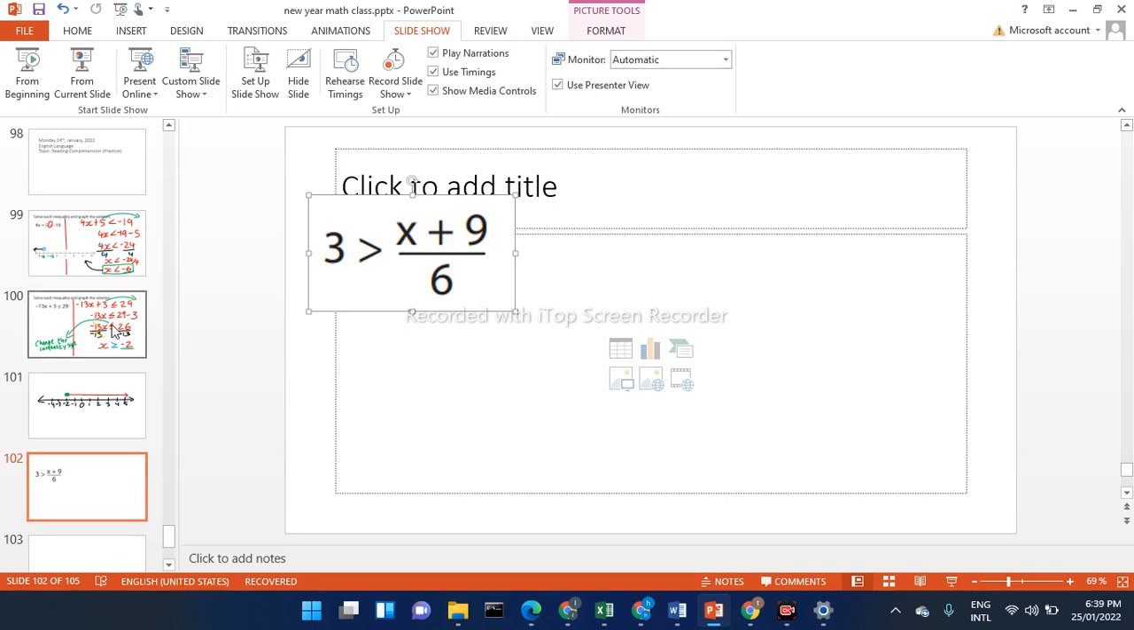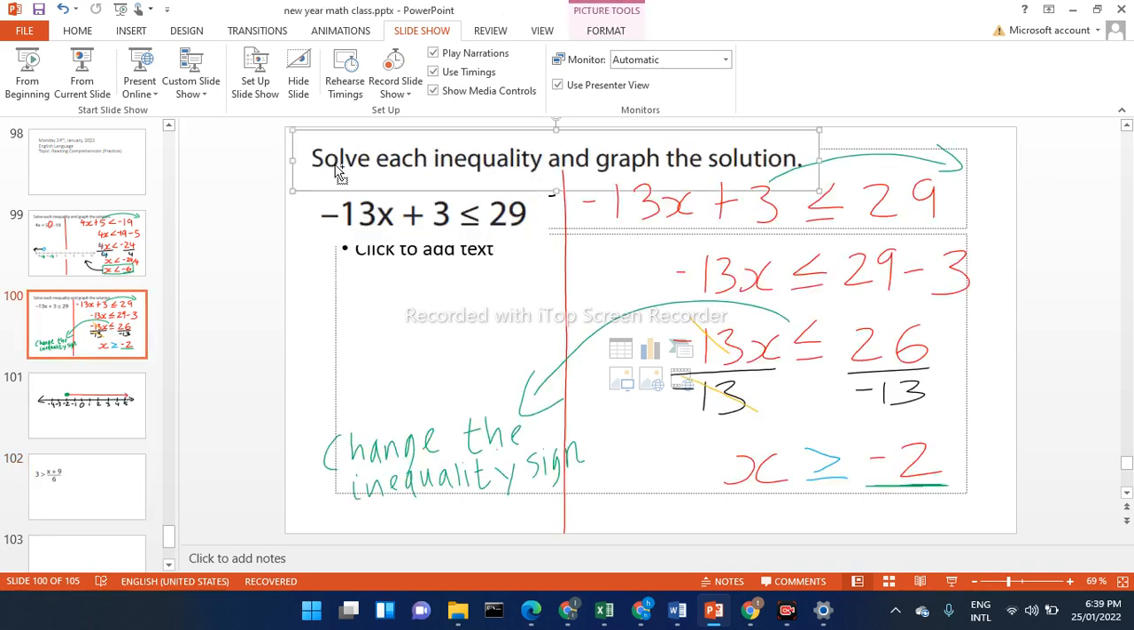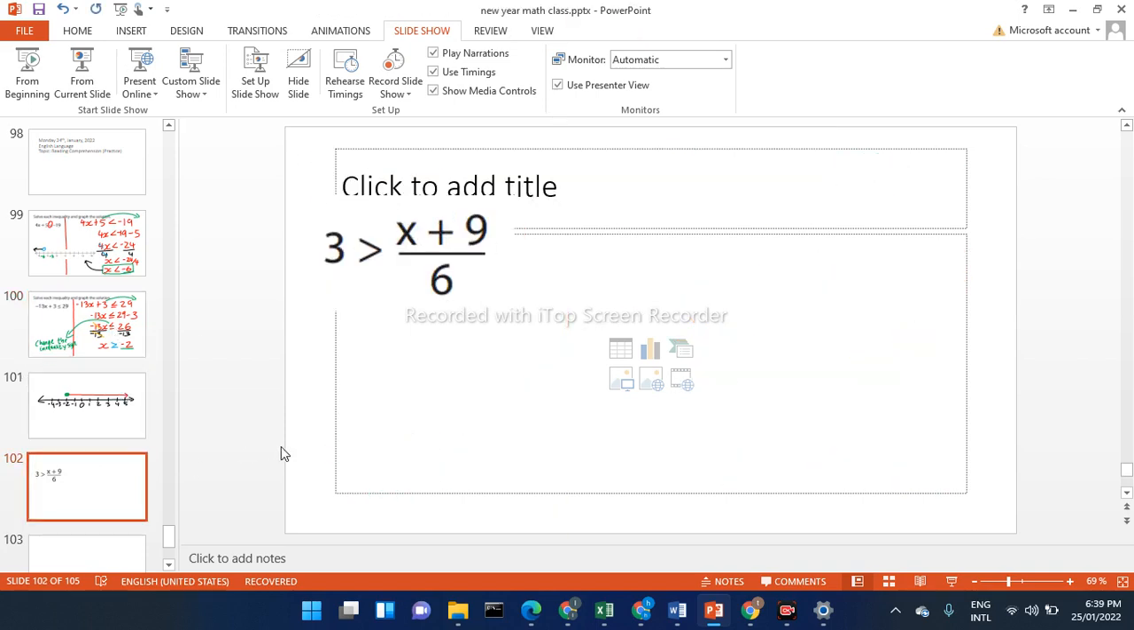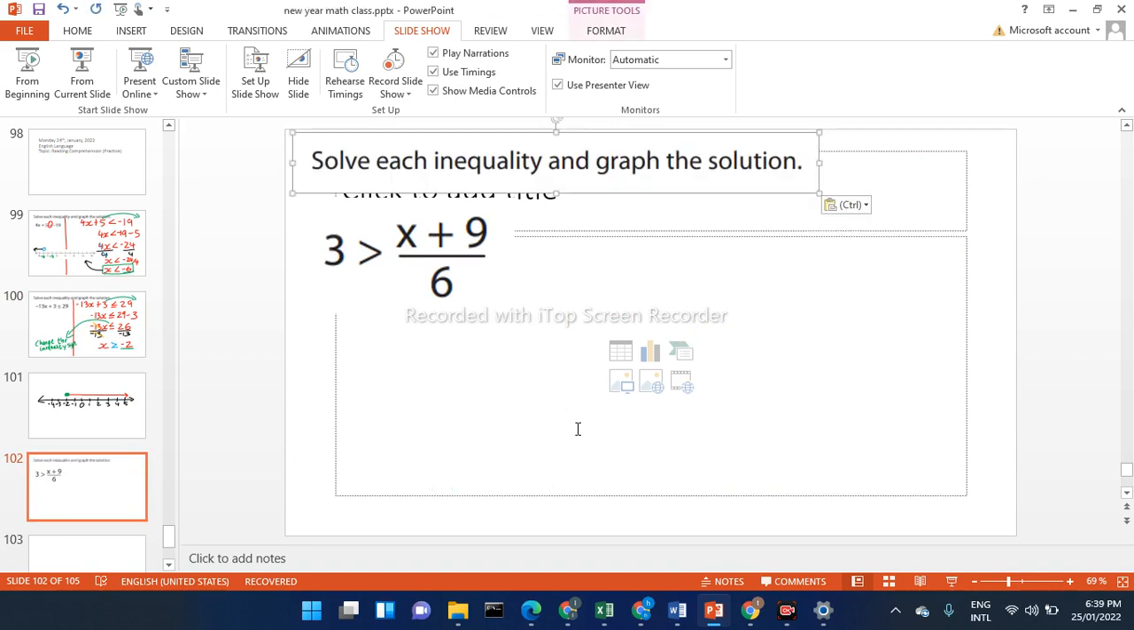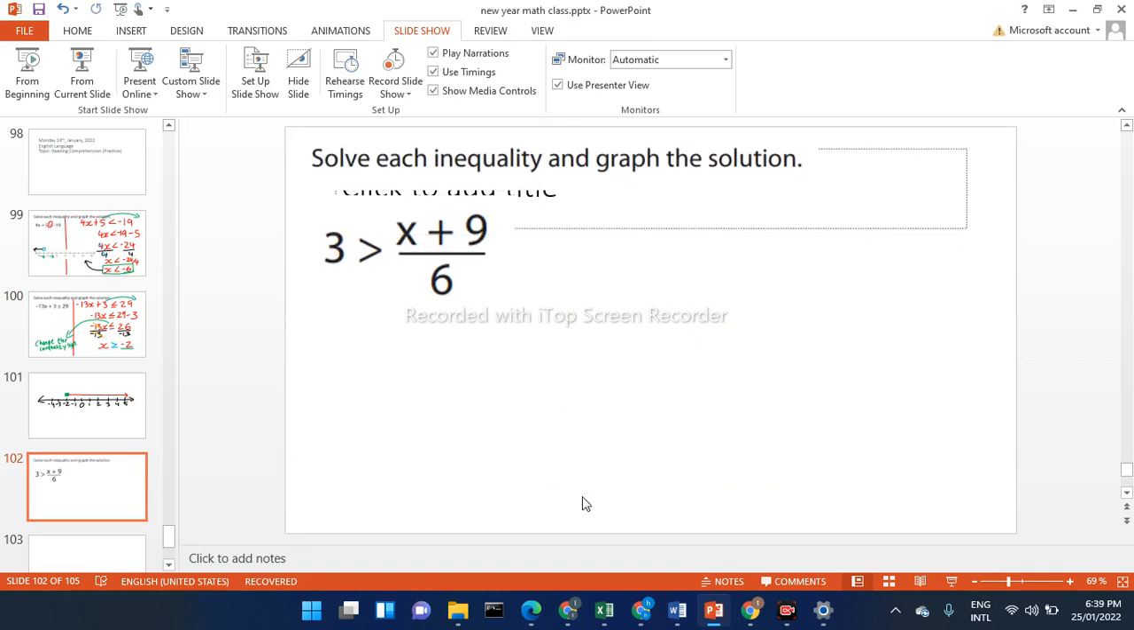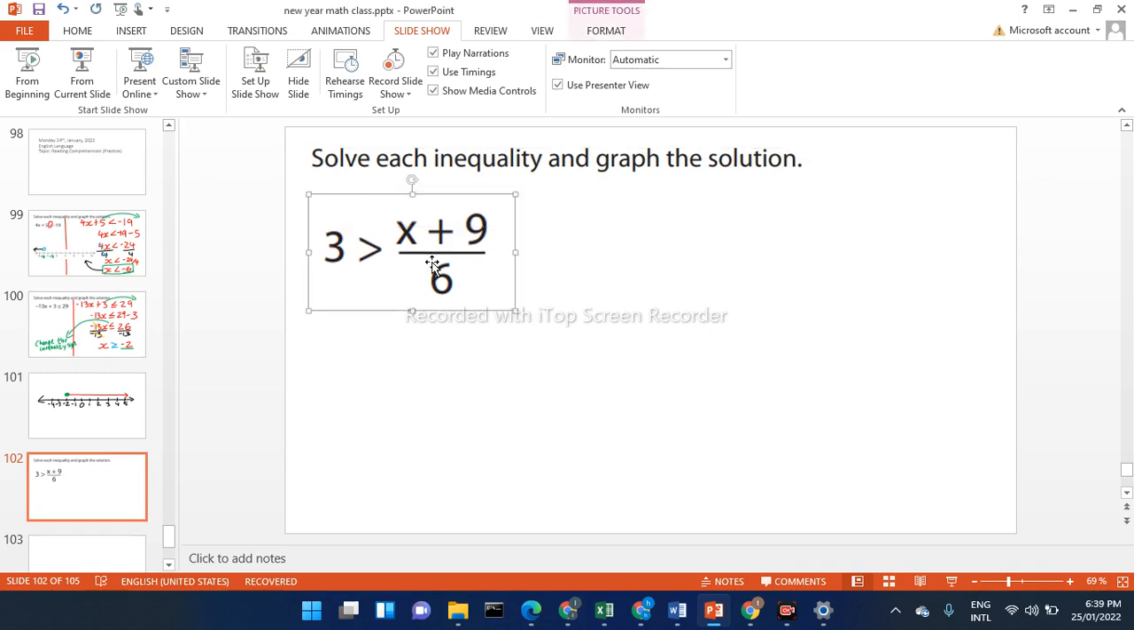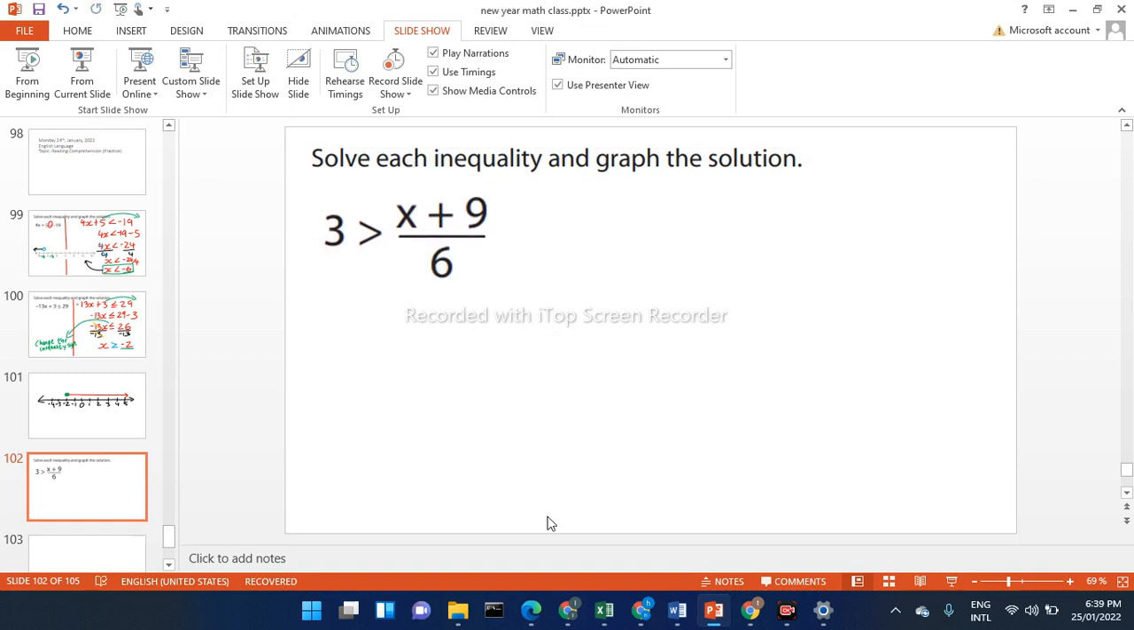So how would we solve something like this? By the way, if you have any questions, let me know. Any questions? No? Everybody quiet. Very quiet Tuesday.